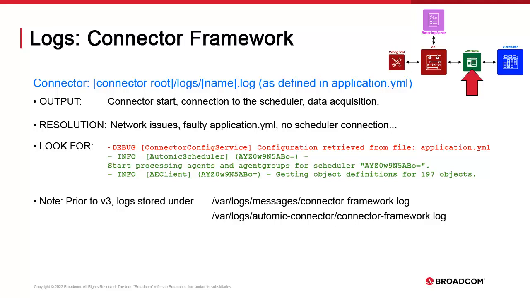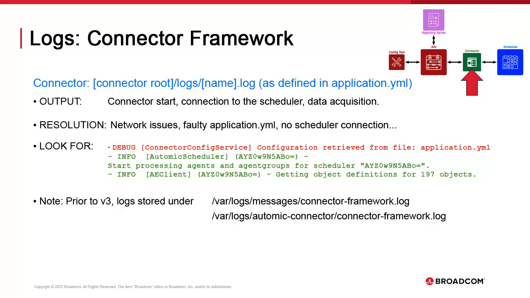The more recent versions, version 3 and up, have a log in the connector directory under logs. The name of this log is based on the value provided in the application.yaml file, and the default is set to the scheduler name. For example, for Atomic, the log is called atomic-connector.log. This logs connector activity, including connectivity issues or a faulty application.yaml file.